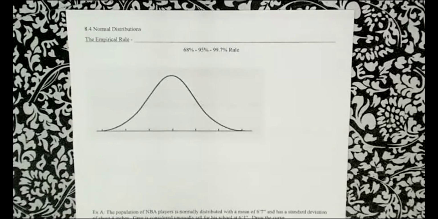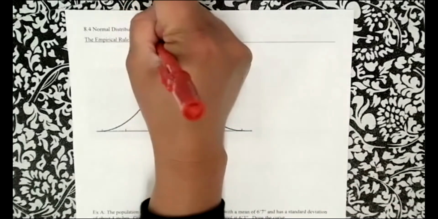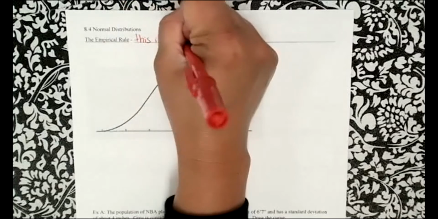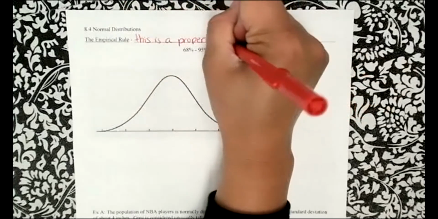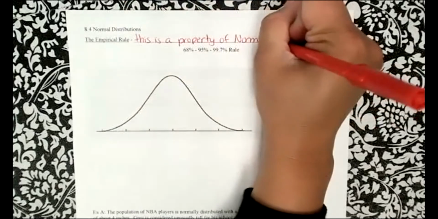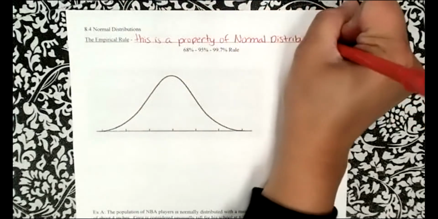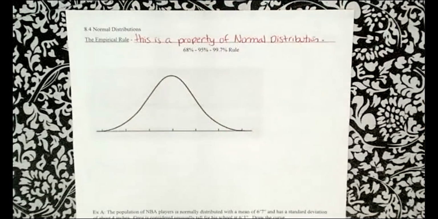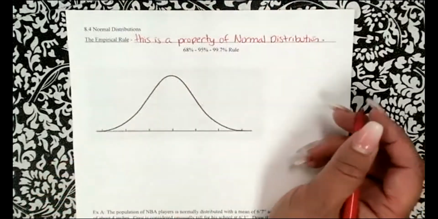Good morning. Today we're going to be doing 8.4 normal distributions. The empirical rule. This is a property of normal distribution. Now, it's called the 68, 95, 99.7 rule.